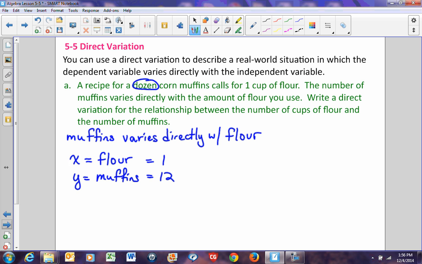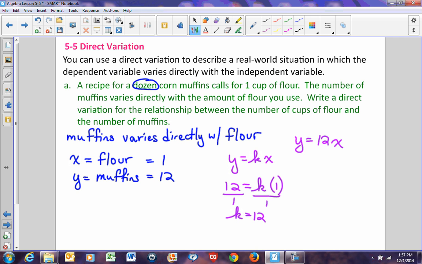In the direct variation equation, y equals k times x. y is 12. Constant variation I don't know. x is 1. If I divide by 1, k equals 12. My direct variation equation is going to be y equals 12x. So the direct variation equation is y equals 12 times x. So if I asked you how many muffins I could get if I had so many cups of flour, you could just plug it into that equation and solve for it.